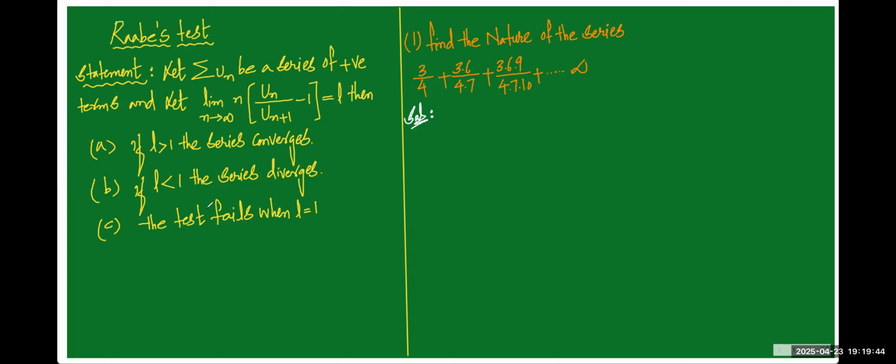So in Raabe's test, we cannot start our question by directly checking these values. We have to go for the ratio test only. Once the ratio test fails, we apply Raabe's test. Well, in this question, I will show you how we are going to apply Raabe's test. Now look at this summation.